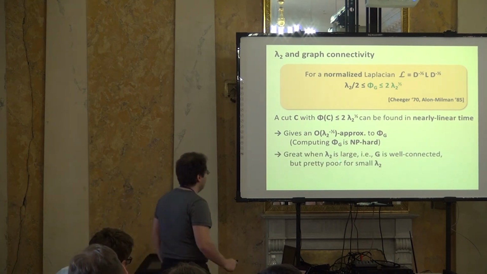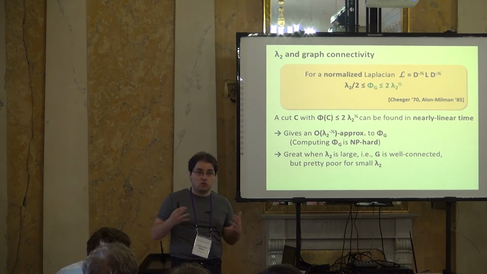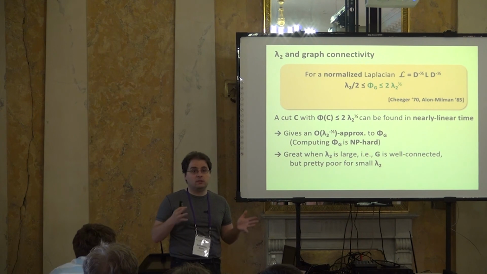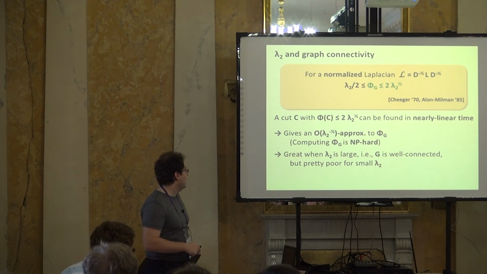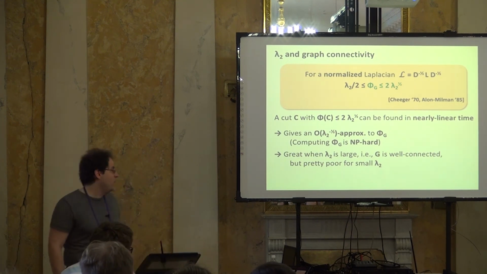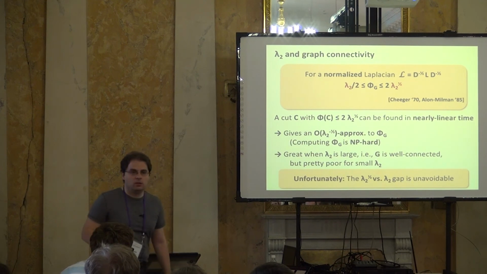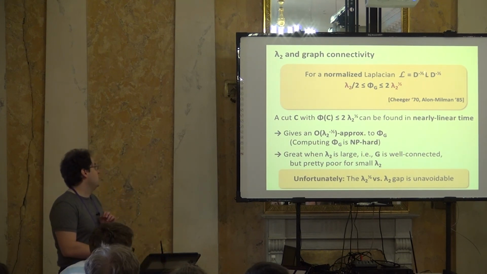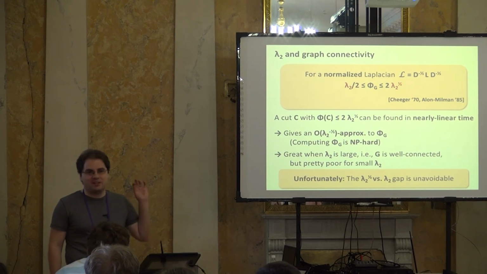Now, when lambda 2 is large, so when you have an expander, this is a very good constant approximation, and a constant is something we cannot beat in general for this problem. But when lambda 2 is small, it's a very poor approximation and doesn't work well. You could wonder if you can do something about this square root versus linear thing, but it turns out that if you want a theorem like that, this is the best you can do, because there are examples of graphs that meet either this part or this part here.